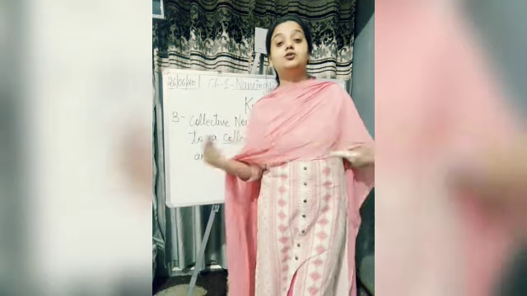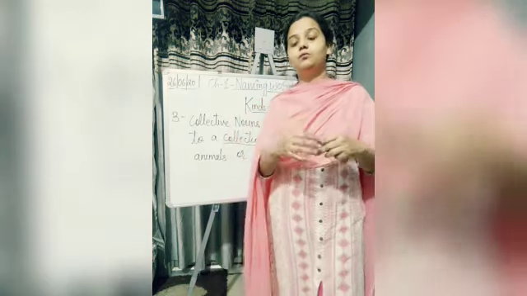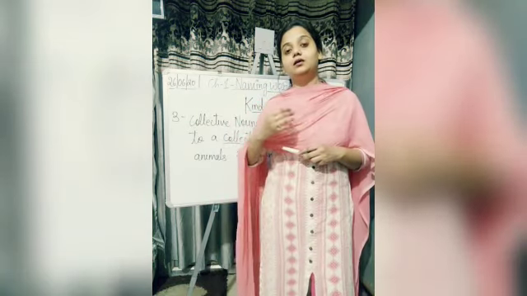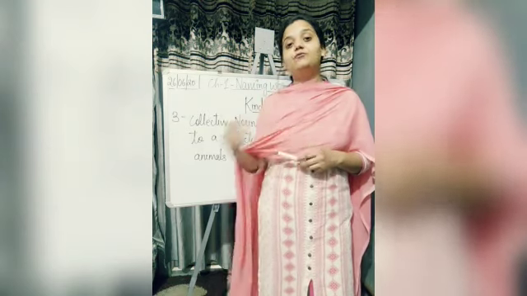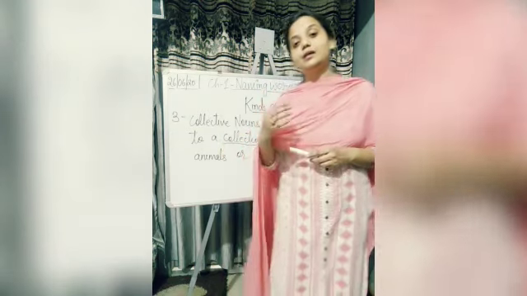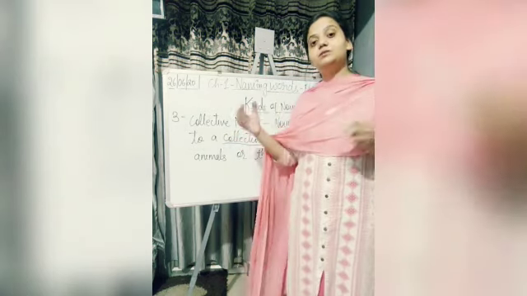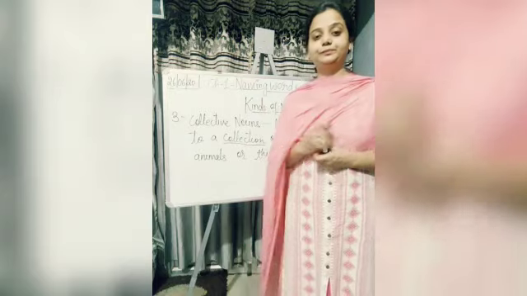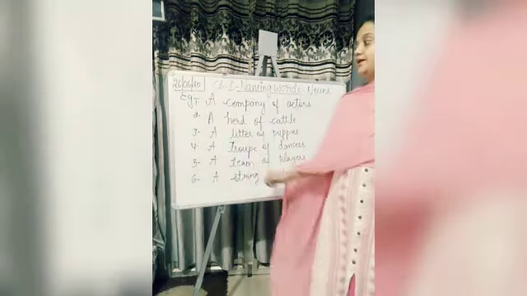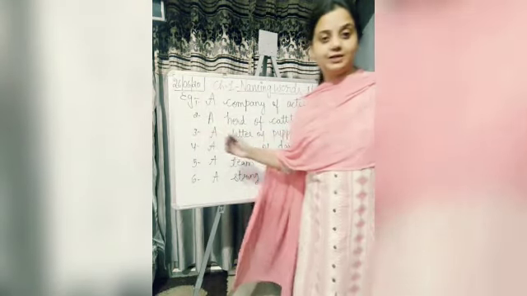Suppose there is one lion, we call it a lion. But when there are lots of lions together, we call it a pride of lions, right? So collective noun means when we talk about nouns in a collection or in a group. Okay, so here I have given some examples of collective nouns.